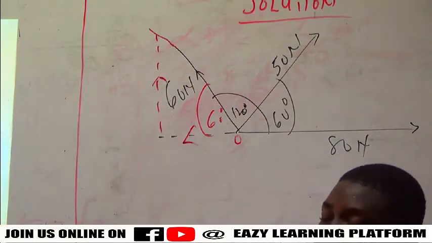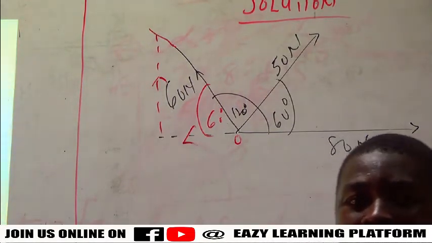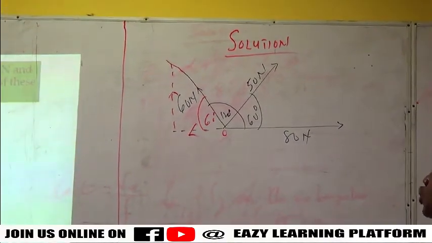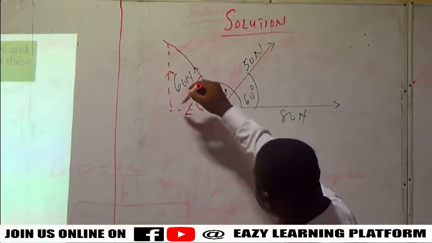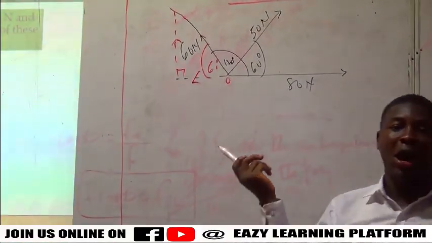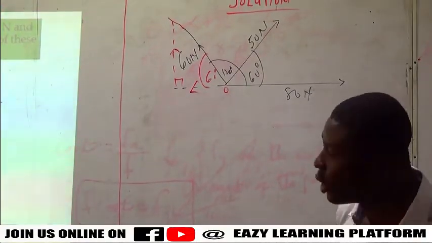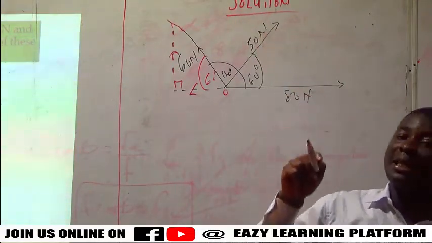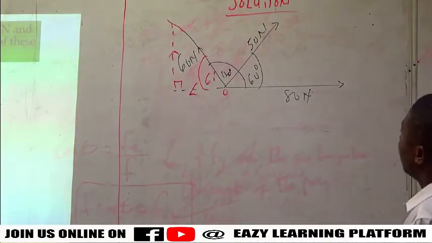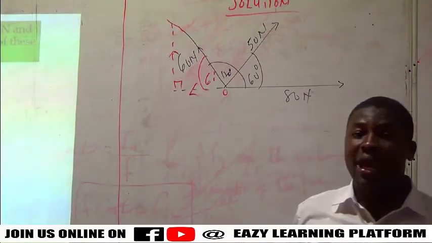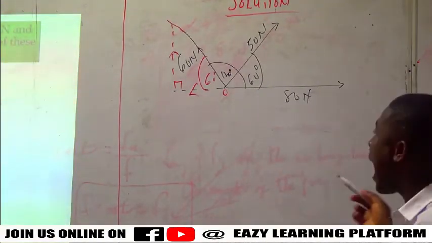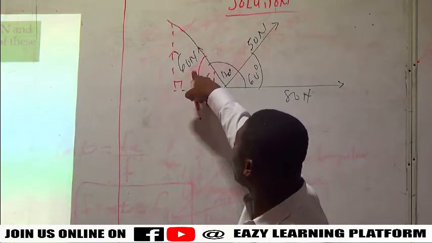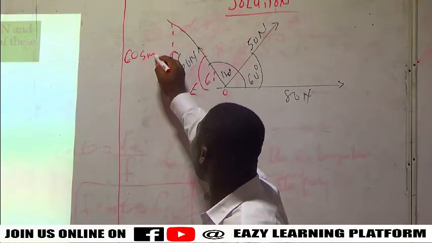Now, having indicated my direction, I apply the Pythagoras theorem principle using SOH CAH TOA. Now, this is a 90 degree right angle triangle. This becomes my opposite side. We said that the opposite side is the side facing the angle, and that is sine. Sine theta is opposite over hypotenuse. I know that my hypotenuse is the 60 Newton. So this will be 60 sine 60.